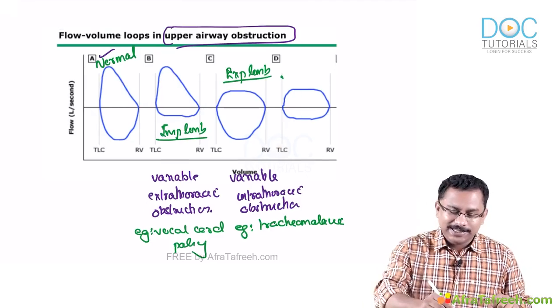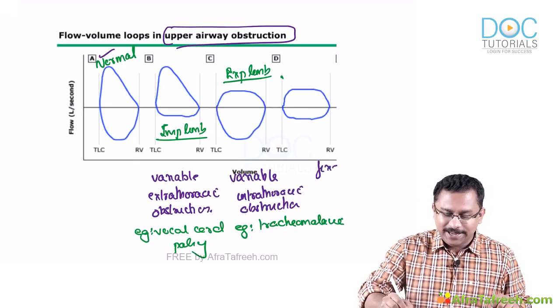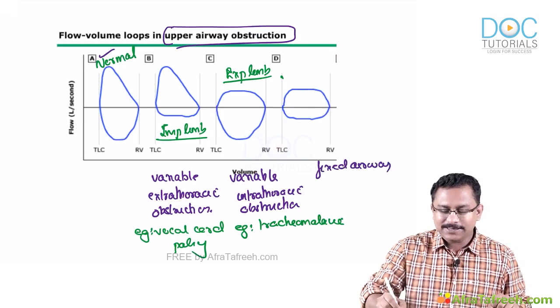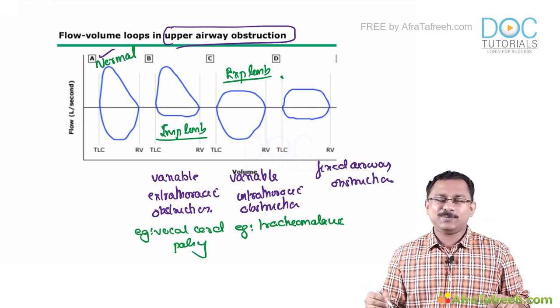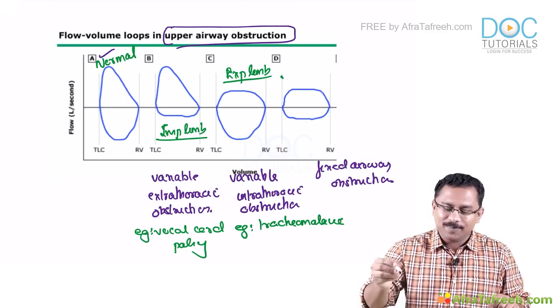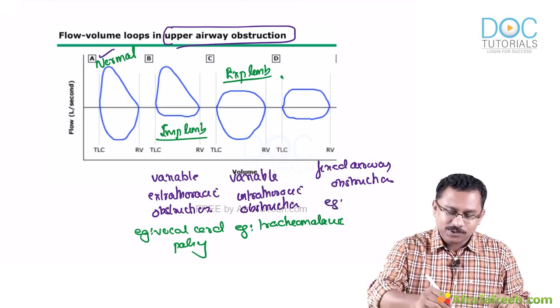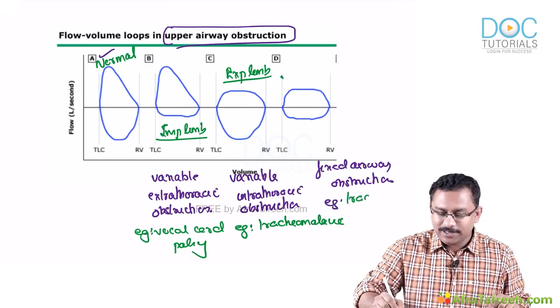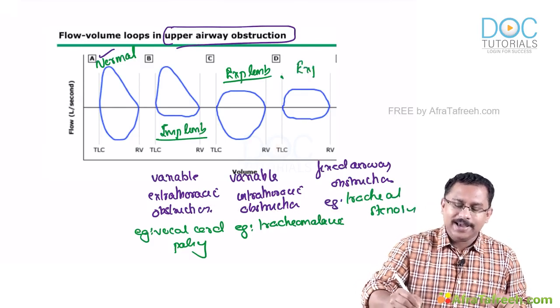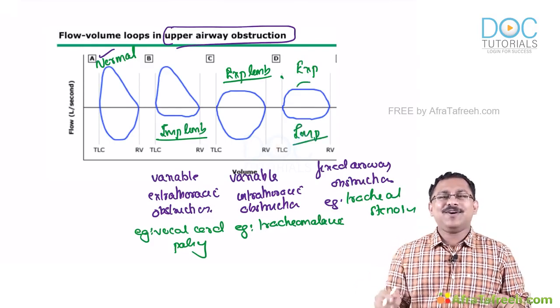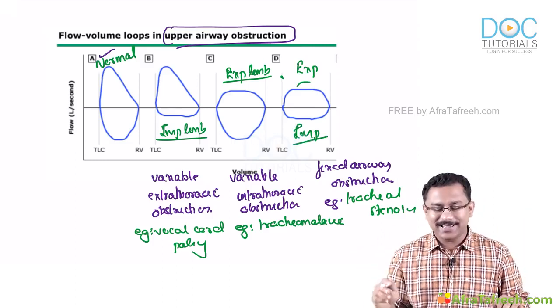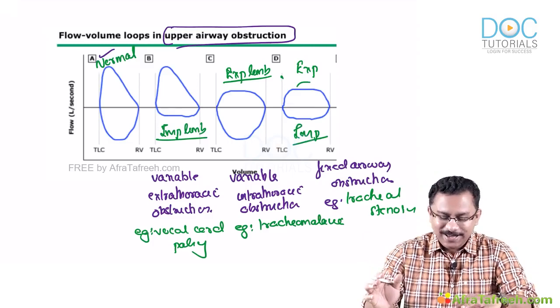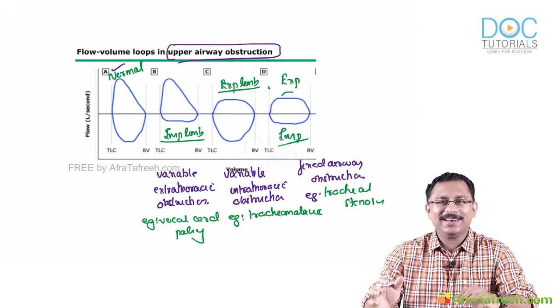The final one is a fixed airway obstruction. A fixed airway obstruction means there is no change with the phases of respiration. The classical example is tracheal stenosis, where both the expiratory as well as the inspiratory limb of the flow volume loop are very small. So that is what happens in a tracheal stenosis. You should have a basic idea regarding the abnormalities here.